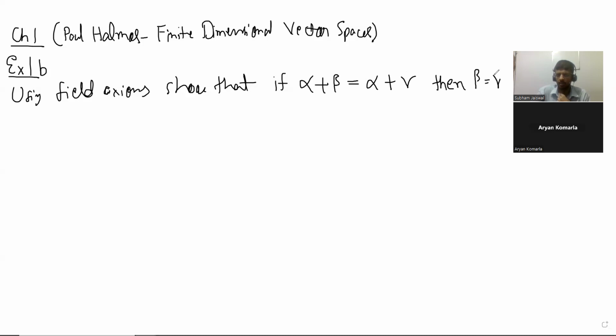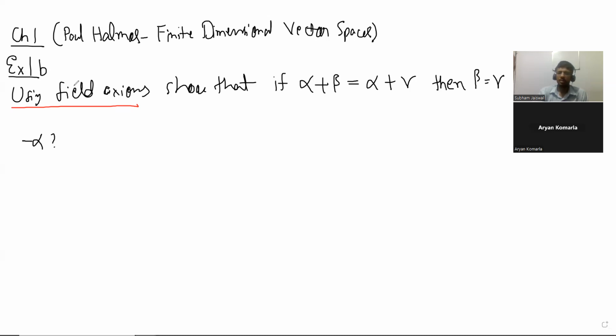So, sir, I was thinking, can we just add minus alpha to both sides? Would that preserve the equality? Because that would solve the question. What is minus alpha?